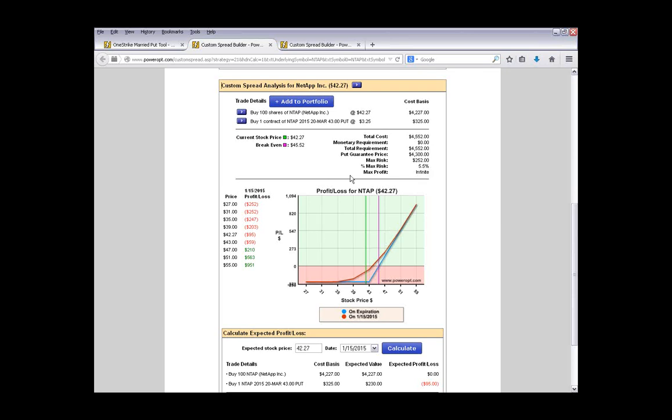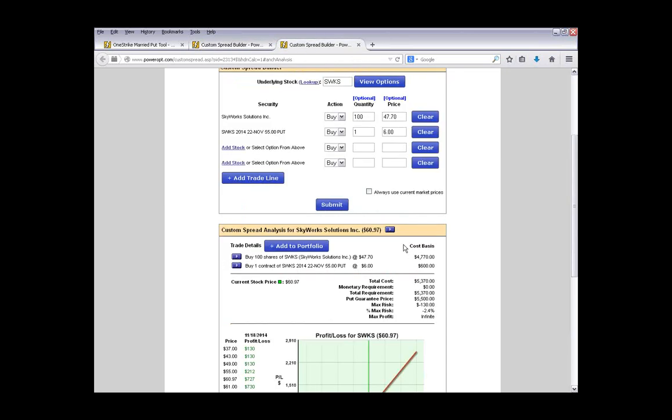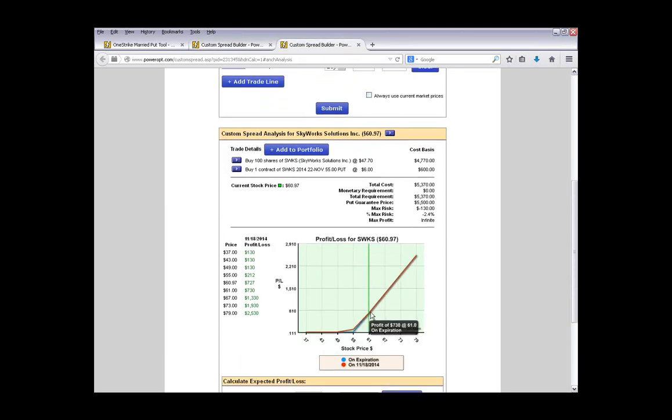Now, it's interesting to me that you brought up Skyworks earlier. Skyworks is a married put position I'm showing here that I've been trading since, I apologize, since about March, I believe. And let me just show you this position. This is where we kind of stand with Skyworks right now. I actually do have a call sold against it.